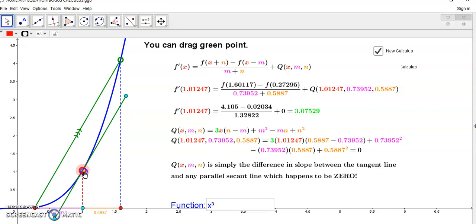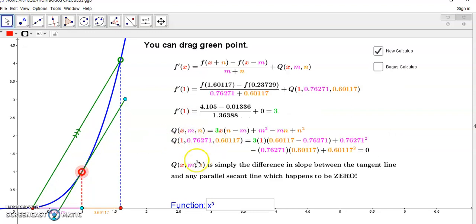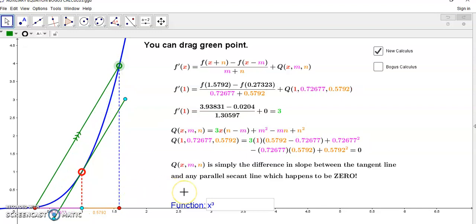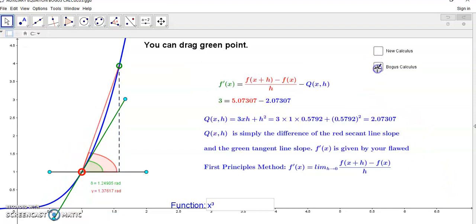Now, the same sort of thing can be attempted with, incidentally, so before I continue, this expression is simply the difference in slope between the tangent line and any parallel secant line. So any of these parallel secant lines happens to be 0 because if lines are parallel, their slopes are equal, and the difference is 0, isn't it? Okay, so let's look at the bogus calculus.